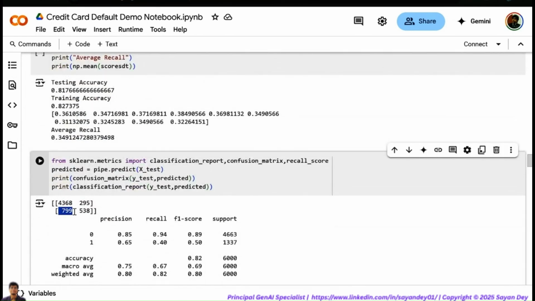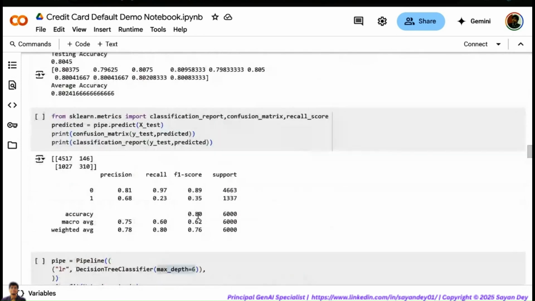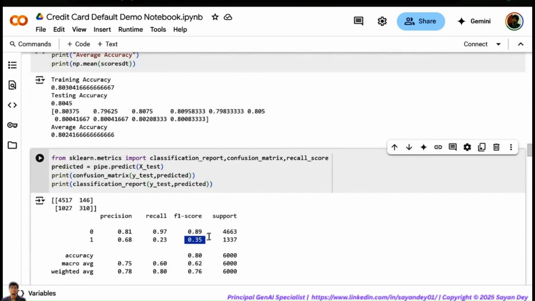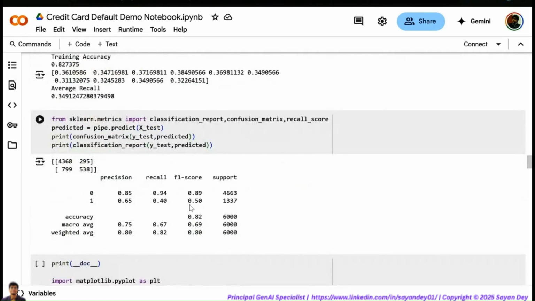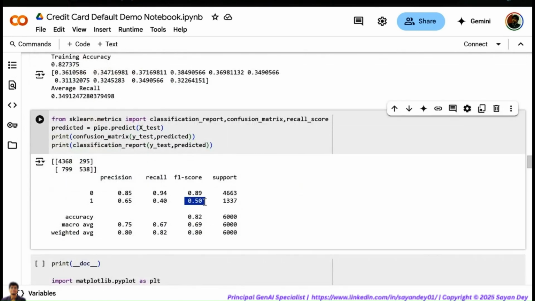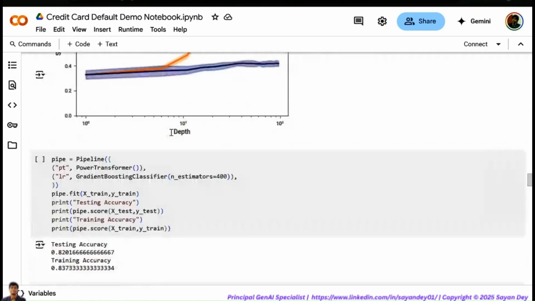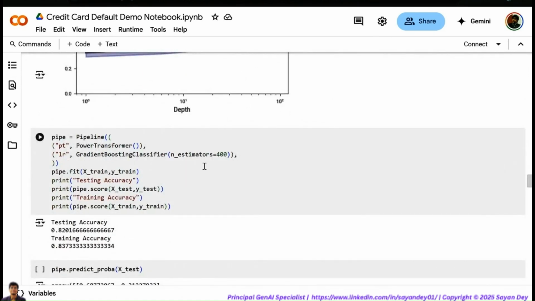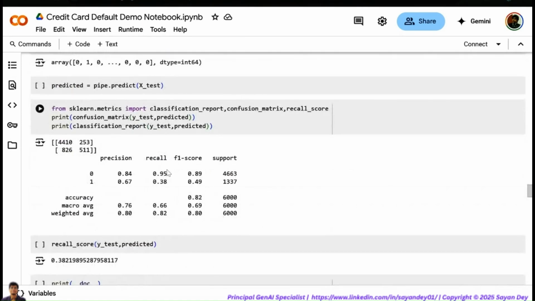Can you see? 799. So the false negatives are reducing, and we are able to get an incrementally better and better model as we go along. The F1 scores are also much higher. Previously the F1 score was 35% for the one class, and now we can see the F1 score is 50%. This is the incremental improvement I was talking about. And this is with the gradient boosting classifier, and no doubt gradient boosting will give us even better results.